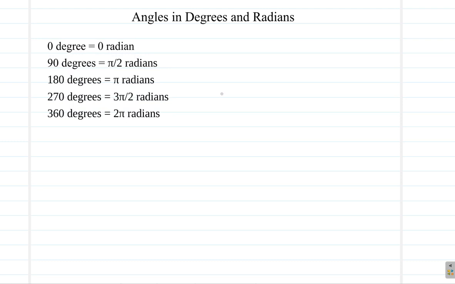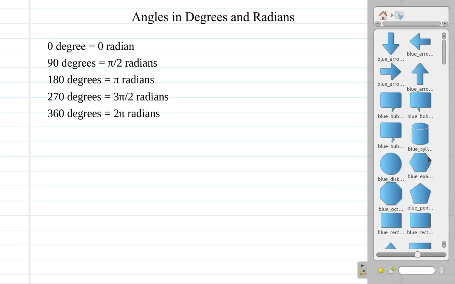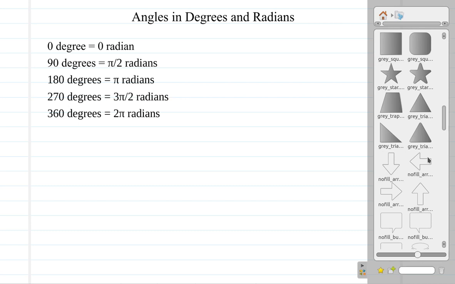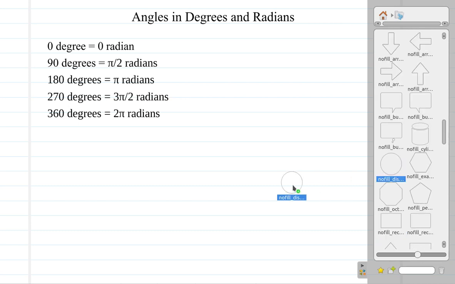the thing is, where do these things come from? How do you do the conversion? Alright. Let's see how we can understand or remember where this pi business and the radian business come from.